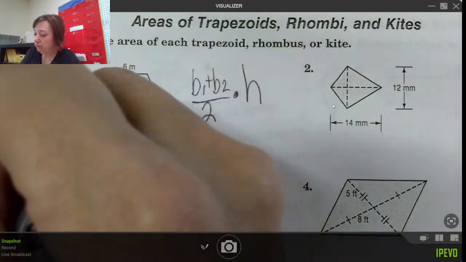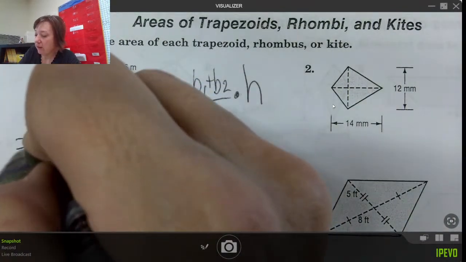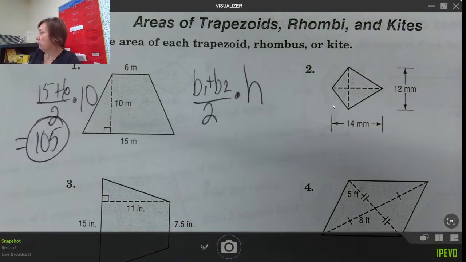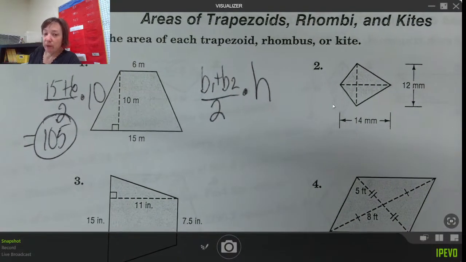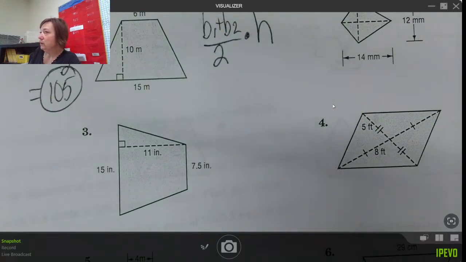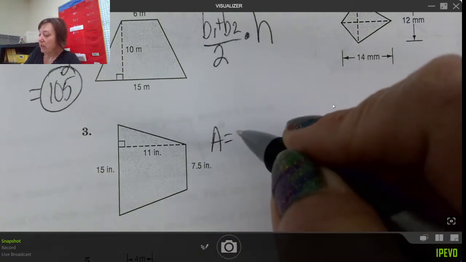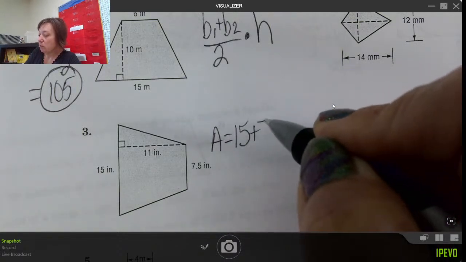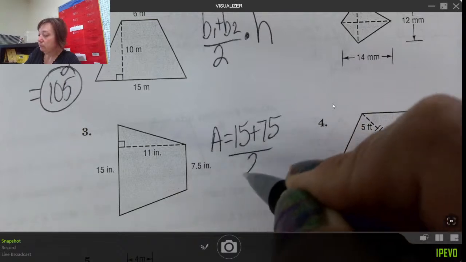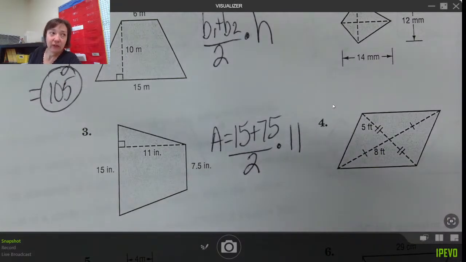What'd you get? 105. So that's the area of the trapezoid. And that's all there is to that. So if you look at number 3, we have a trapezoid. It's turned sideways, but it's still a trapezoid. So to find the area of this trapezoid, we would do base 1 plus base 2 divided by 2. And then we're going to multiply that by 11. That's the height.